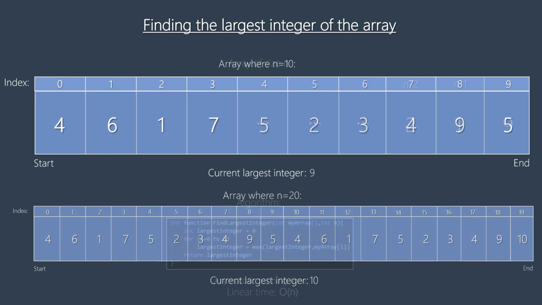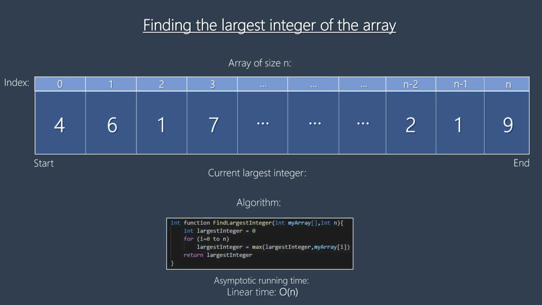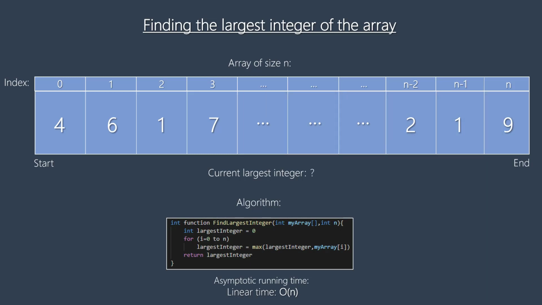So, for an array of general size n, regardless of any other factors, we have to search through all n elements of the array before we can safely say we found the largest integer. Therefore, since this algorithm is upper bounded by n, we can say that this algorithm runs in linear time.